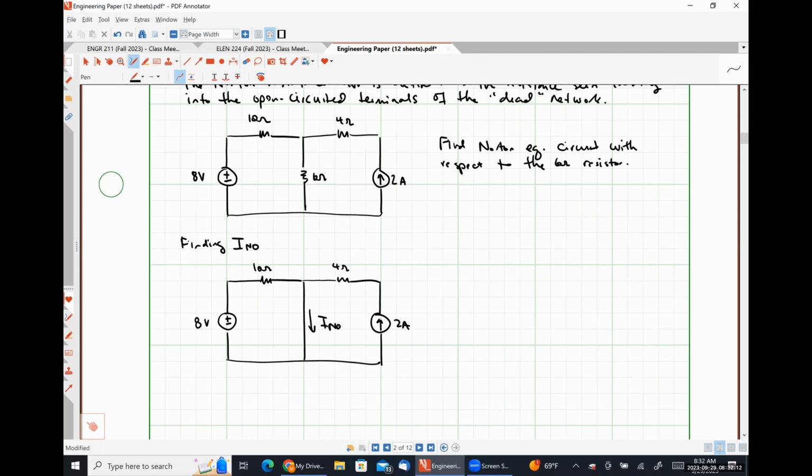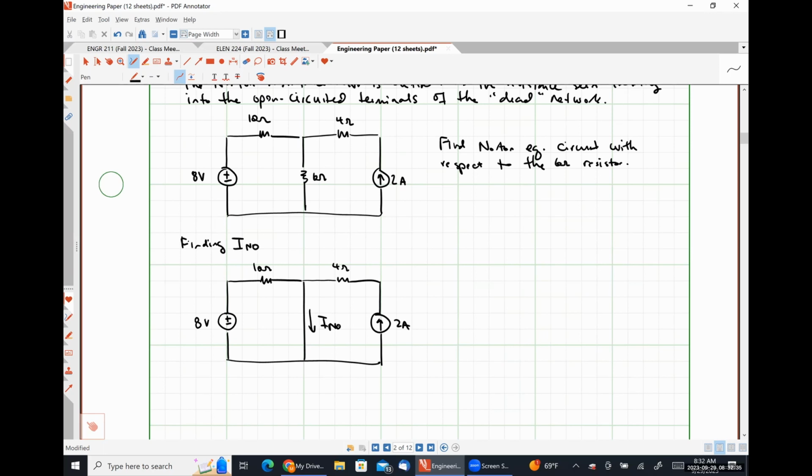Yes, we could do this with mesh, but I hate that so much. We could do this with mesh. However, I believe that there is a significantly easier way: Kirchhoff's current law.